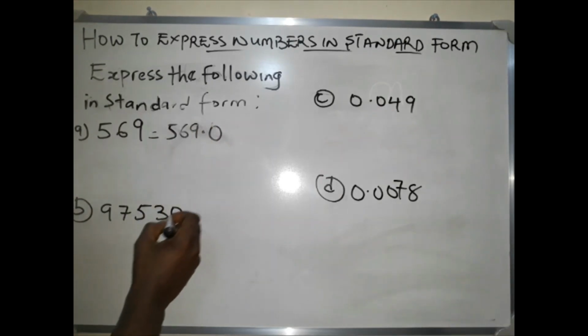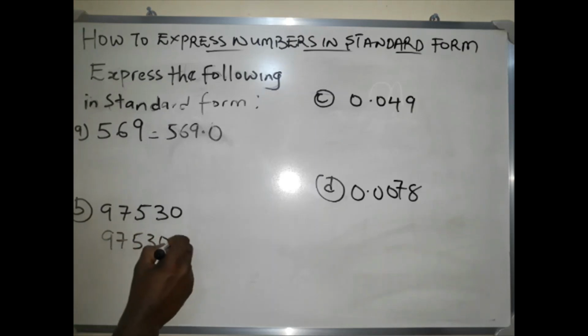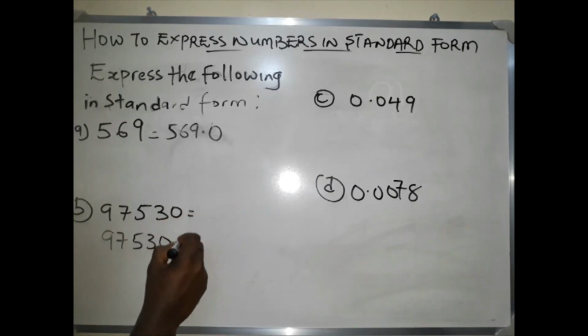The same thing here at 97,530, the decimal point is located at the end of the number. So whenever you have a whole number and you say, oh, where's the decimal point? Notice that the decimal point is located at the end of the number.